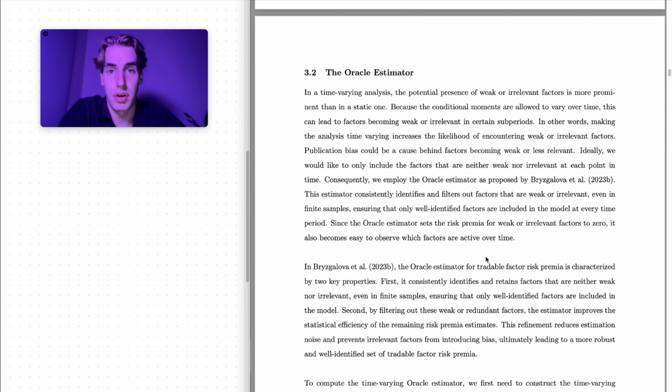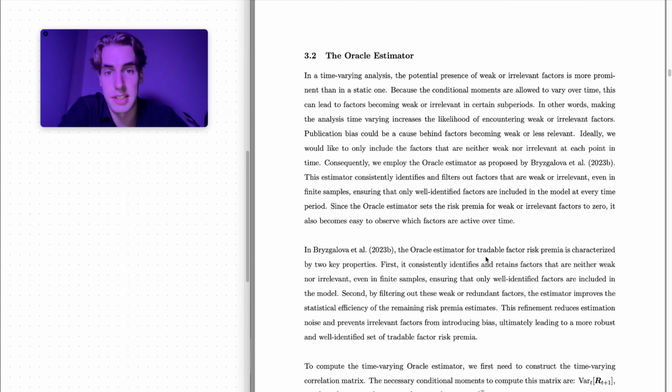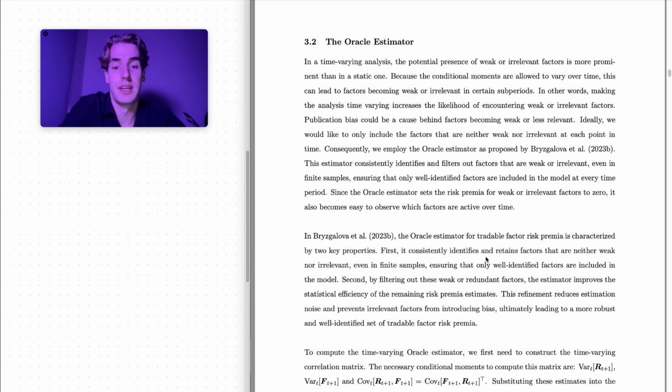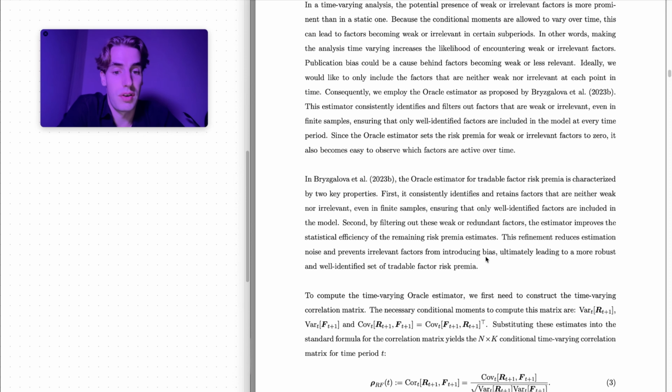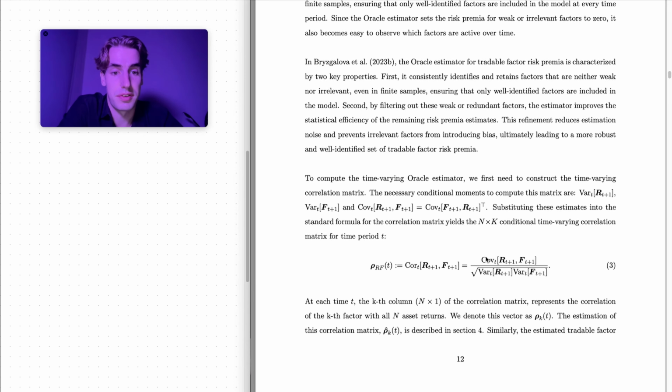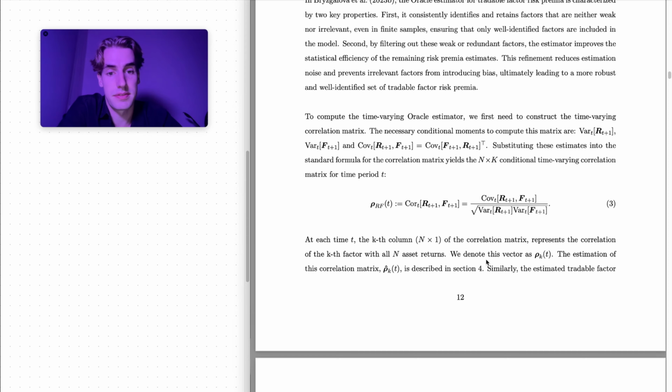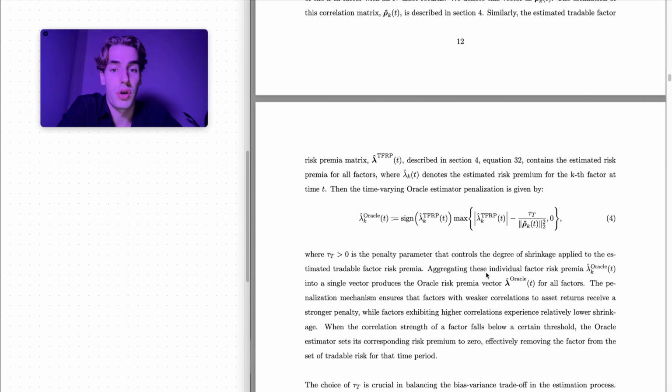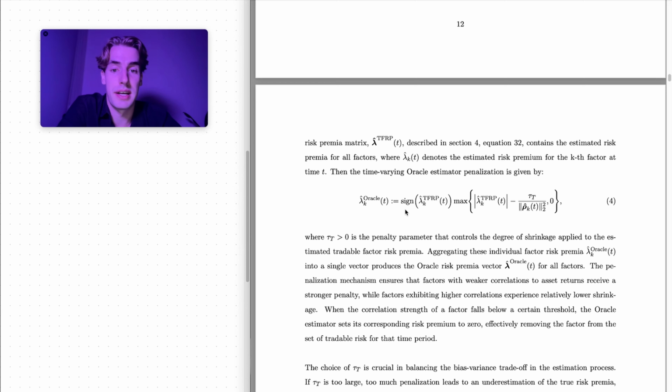And then we move on to the Oracle estimator. The Oracle estimator is super important in this analysis, since it determines when and which factors are said to be active in that time period. And with active, I mean they are economically relevant. They are not irrelevant, and they're also not weak. For that, we also need some covariance matrices and variance matrices. First of all, we want to define a time varying correlation matrix, which is defined as this. With that matrix, we can then compute the Oracle estimator, the Oracle risk premia, at every time.